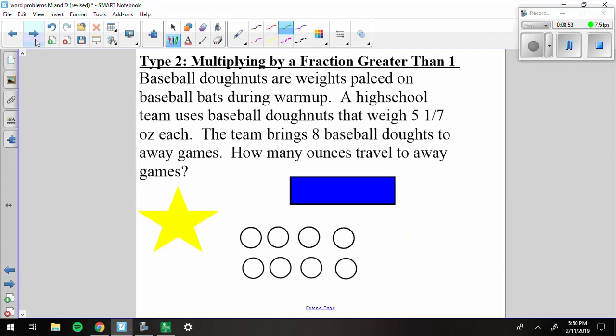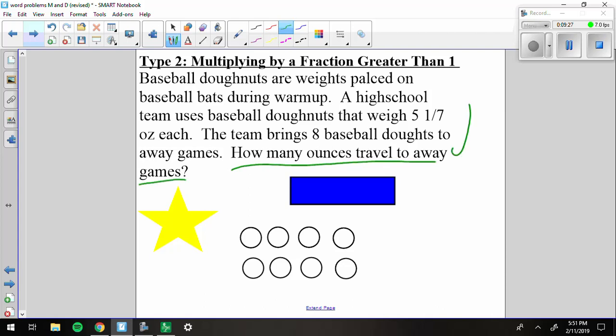And there's just one example for type 2. It's multiplying by a fraction greater than 1. And we're not talking about regular donuts here, unfortunately, but we're talking about baseball donuts. Weights placed on baseball bats during warm-up. A high school team uses baseball donuts that weigh 5 1/7 ounces each. The team brings 8 baseball donuts to away games. How many ounces travel to away games?